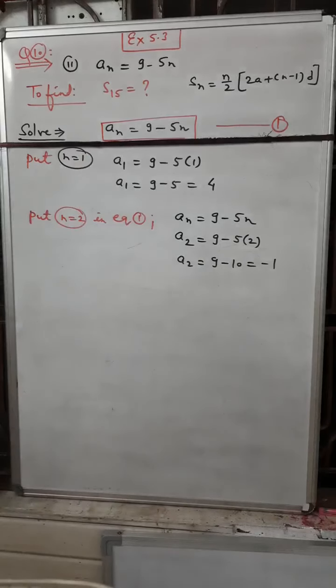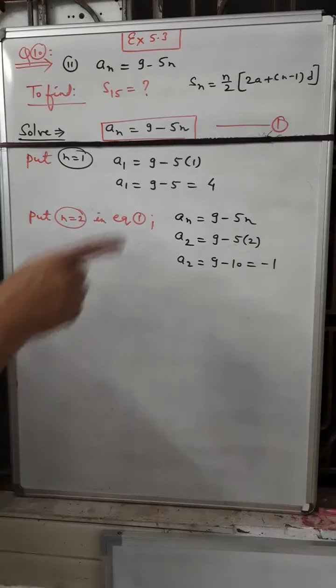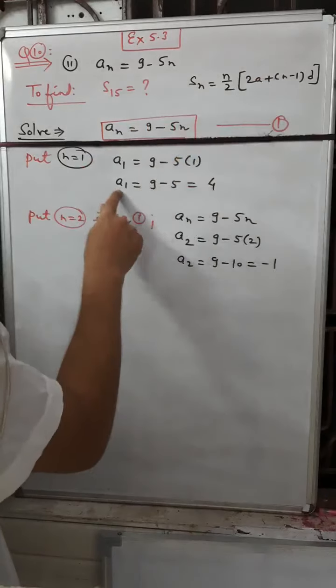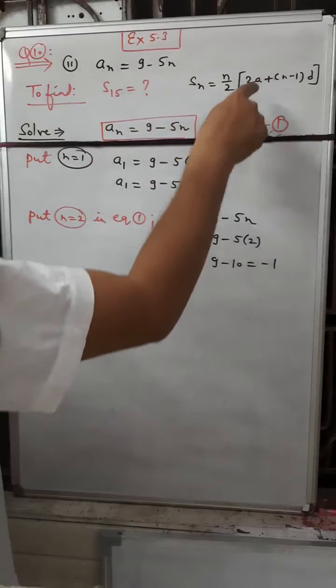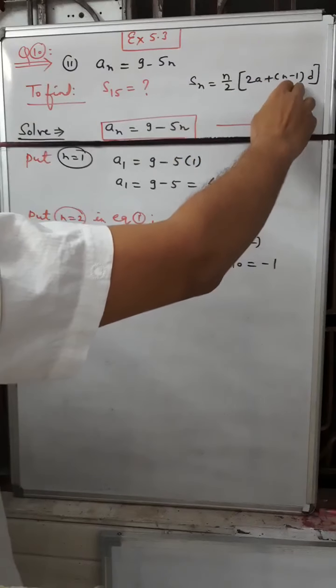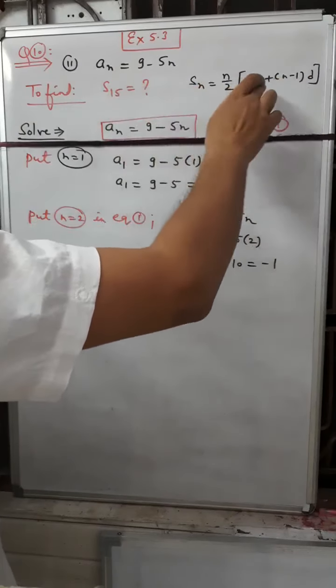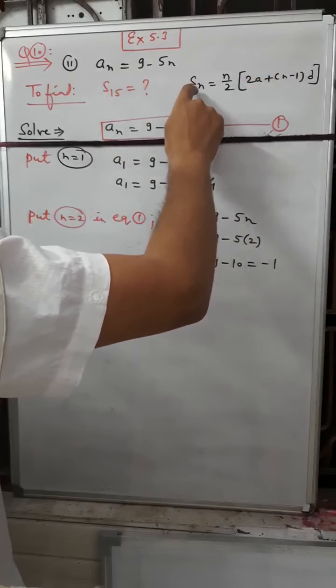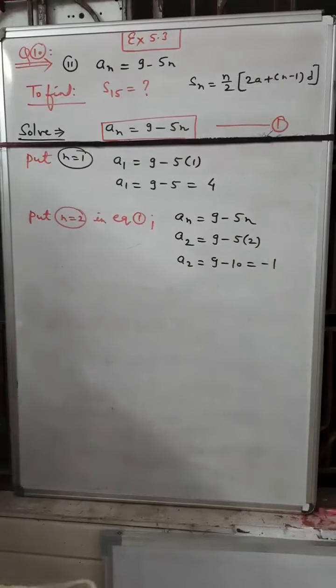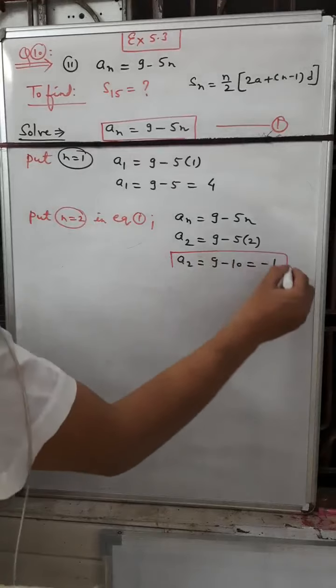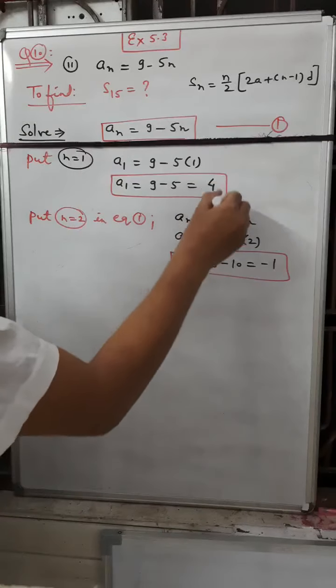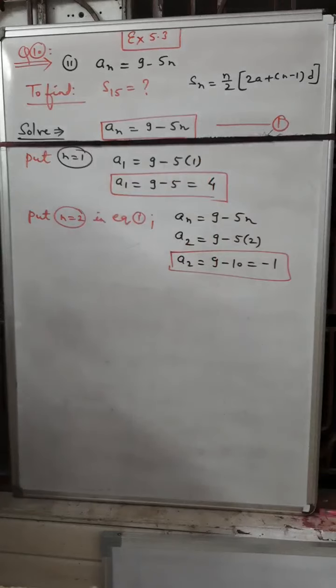But we don't need the third term, because in the problem we need a, meaning a1, both are equal. a1 means the first term, or a is also the first term, and d. If we can calculate d, we will put the values of a and d in the formula of the sum of n terms, so definitely we can get the sum of 15 terms. So we got a2 is equal to minus 1, and a1 is 4, and a1 is equal to a. As I have described in previous classes, a and a1 are both the same.